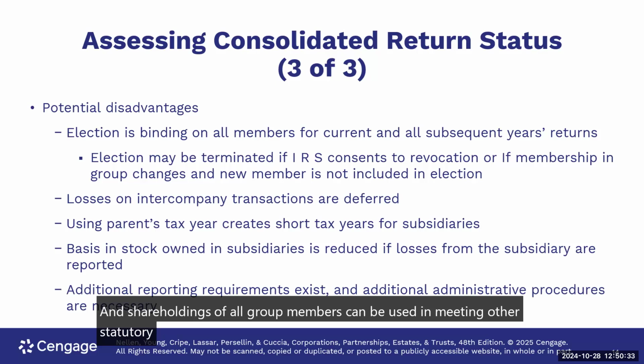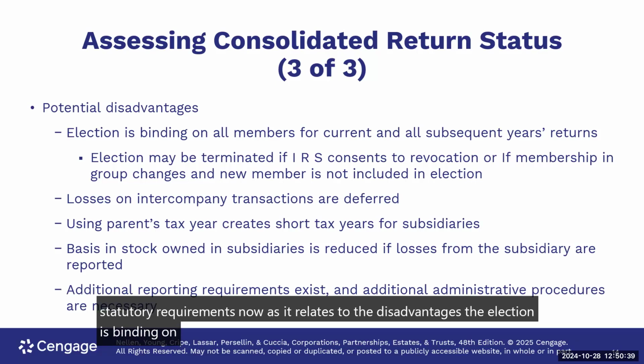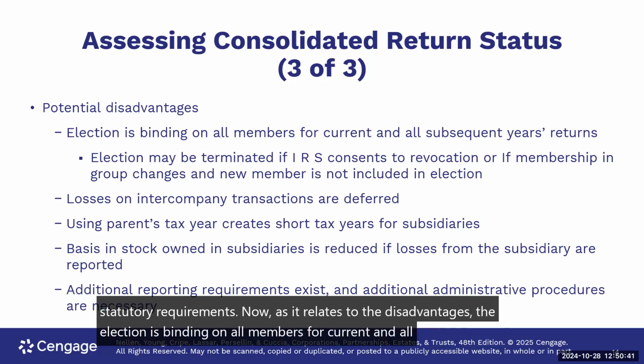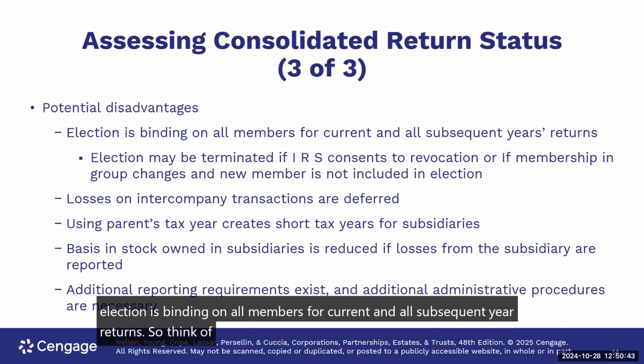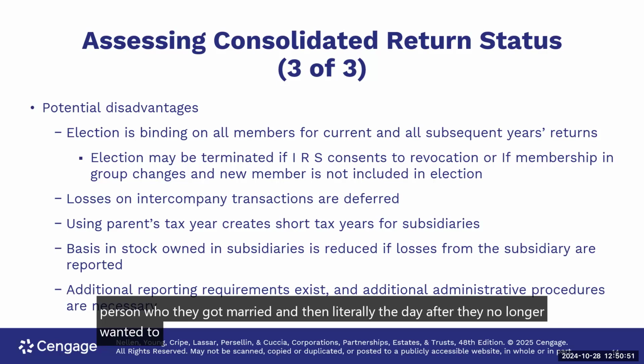Now, as it relates to the disadvantages, the election is binding on all members for current and all subsequent year returns. So think of it like a marriage, right? I once heard of a story of a person who got married, and then literally the day after, they no longer wanted to be married. Unfortunately, it just doesn't work like that, right?